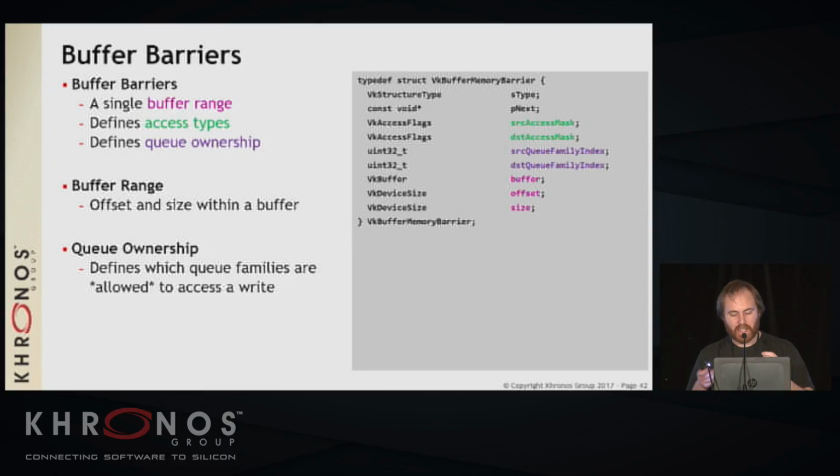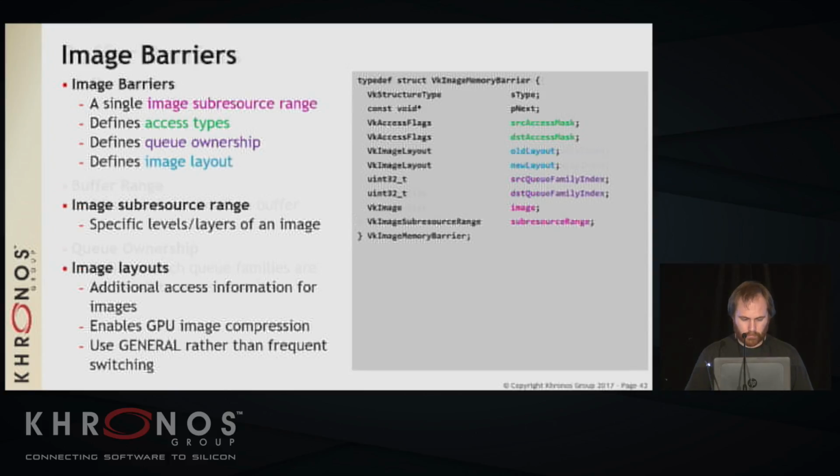I meant to say resource, sorry. So for the ownership transfer, as with the access masks, you say what the source queue family was and what the destination queue family was, so it knows exactly where it's propagating.